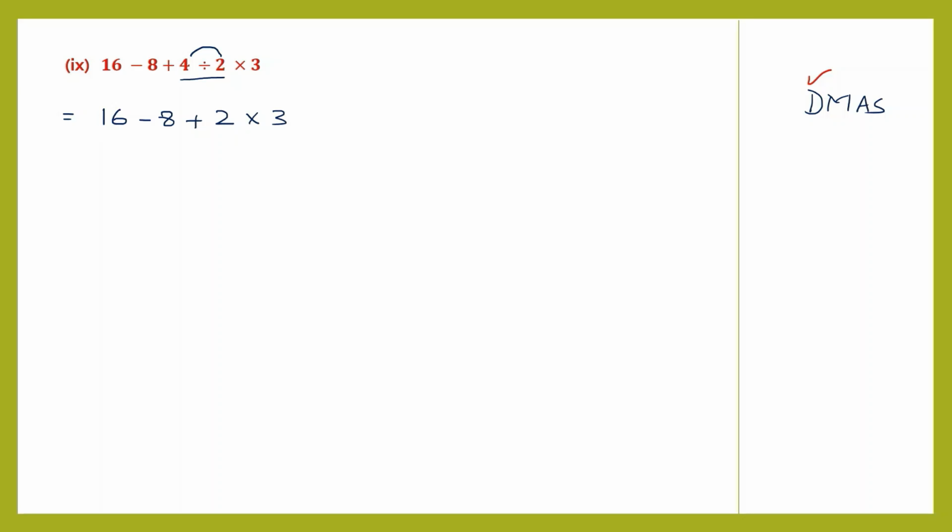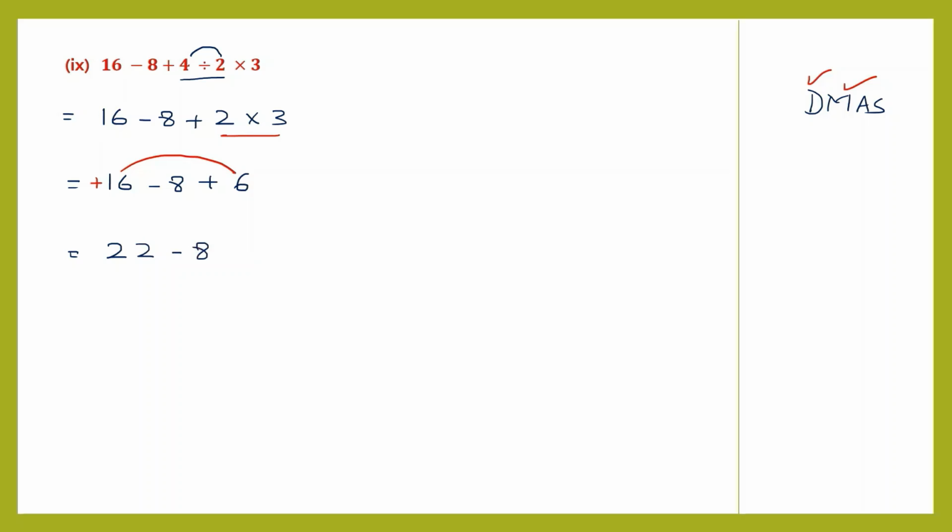Then we have the other 3 operations. According to that, we should do multiplication first. So let's do multiplication, that is 2 into 3. 16 minus 8 plus 2 3's are 6. Now we have to do addition first. So what you can do is, there are 2 ways like I said. Whenever you have addition and subtraction, you can do it in 2 ways. You can add up these 2 numbers. Okay, so that will be 16 plus 6 is 22.